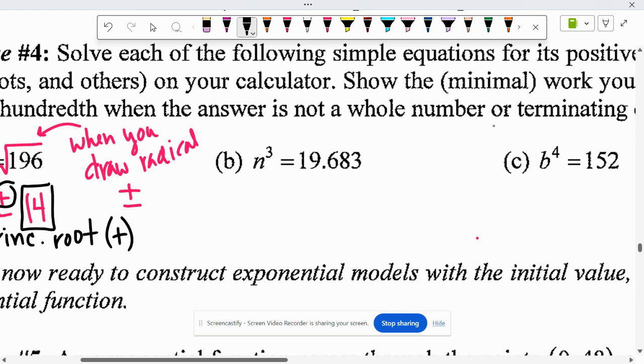So what about when I cube something? This is good for you guys to learn how to do on your calculator. How do I uncube n cubed? Yeah, I have to take the cube root.